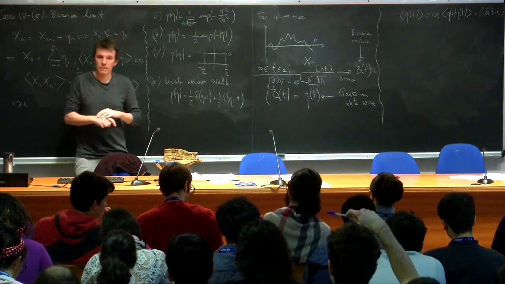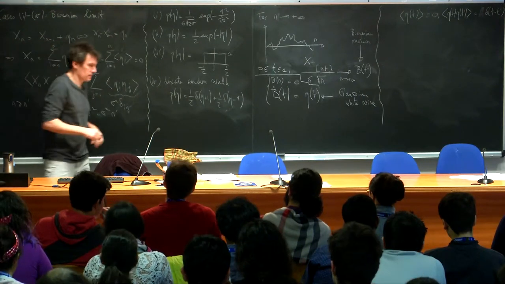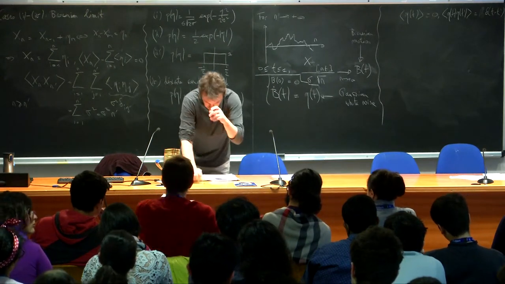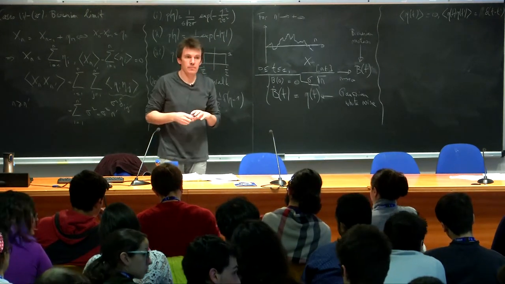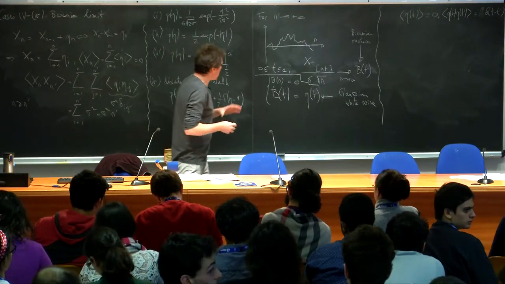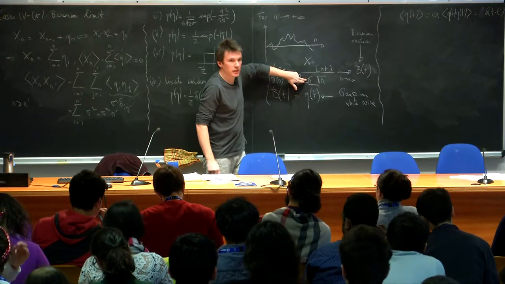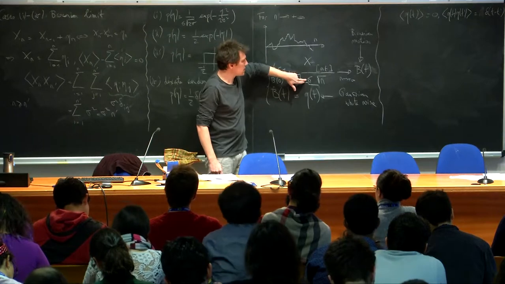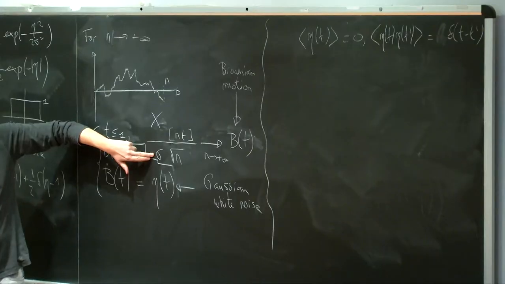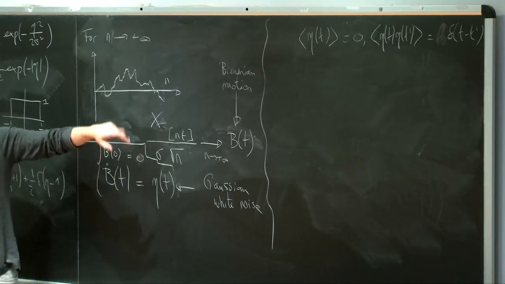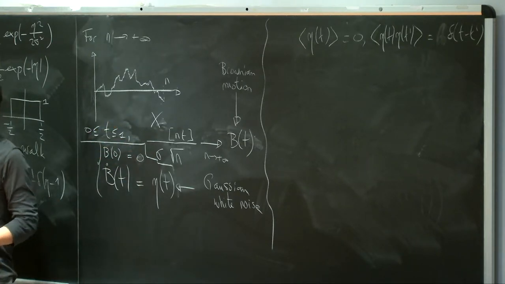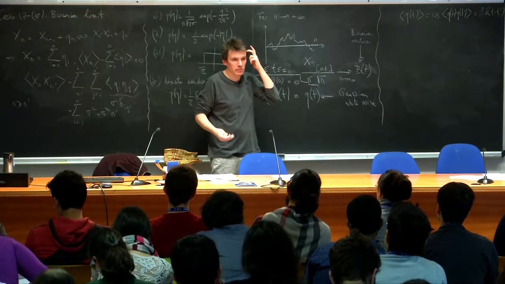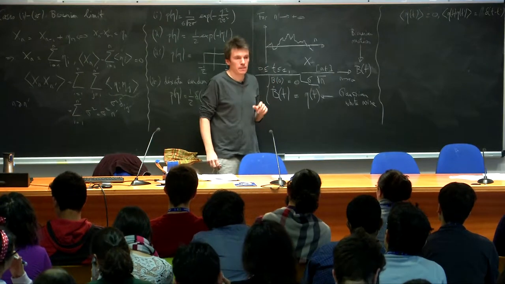Yes, please. Thank you. Yeah, it's one, because I did this normalization here. I divided by sigma square root of n. If you don't divide by sigma, that's one difference indeed between this eta of t and this eta n. This one has variance sigma square, this one has variance 1, so basically they are related by 1 over sigma. You're right.